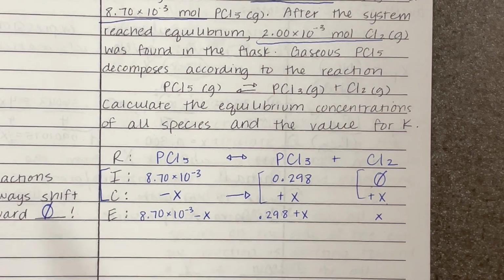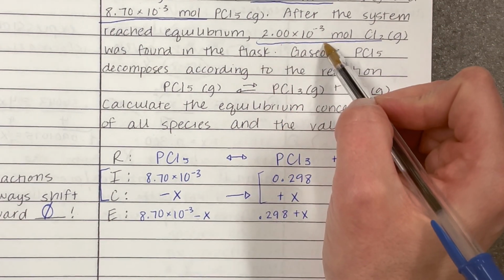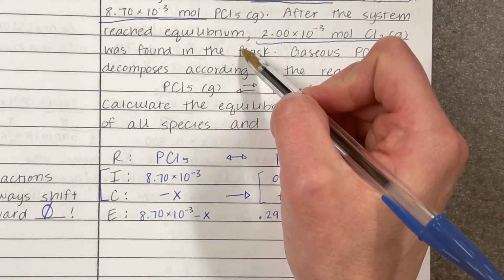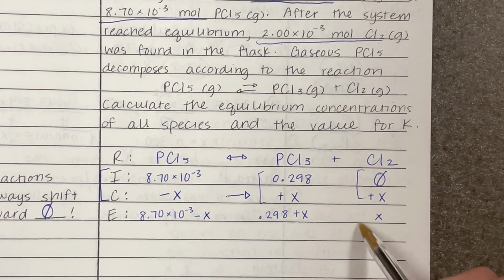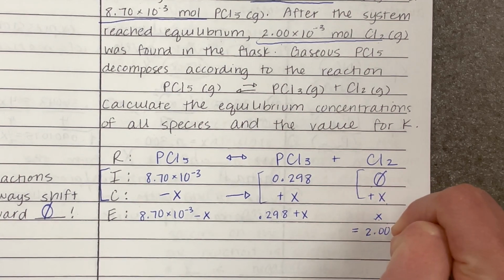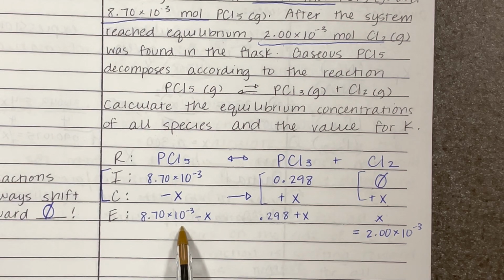They actually gave us a hint here because what they said was 2.00 times 10 to the negative third moles of chlorine was found in the flask at equilibrium. So again, if they mentioned equilibrium, what they did was they gave us one of these pieces of the puzzle. They gave us this right here, which means that x is equal to 2 times 10 to the negative third. So if x is equal to 2 times 10 to the negative third, then what I can do is substitute that value in for x over here.